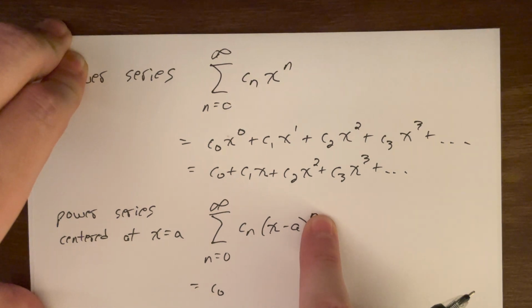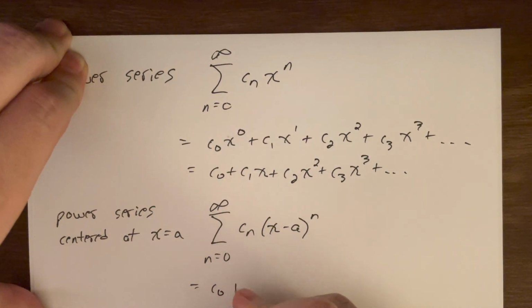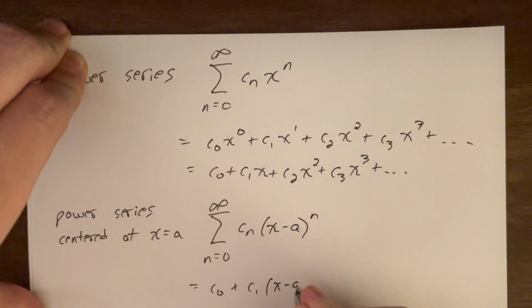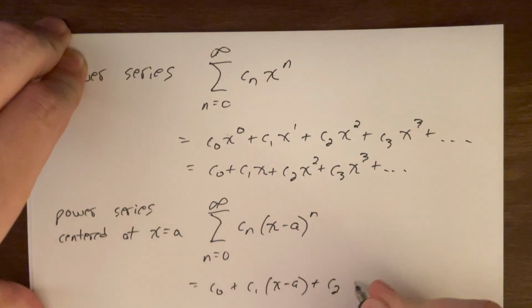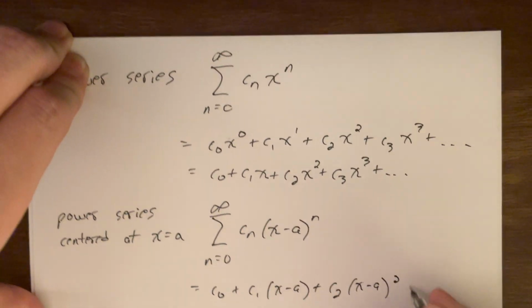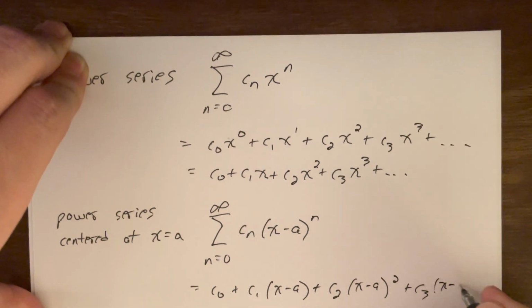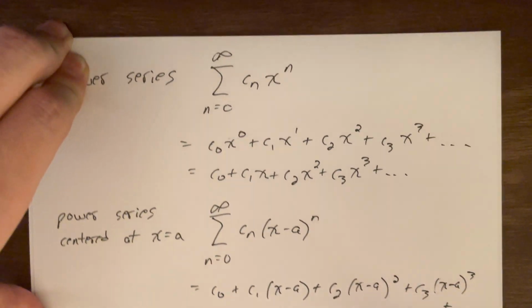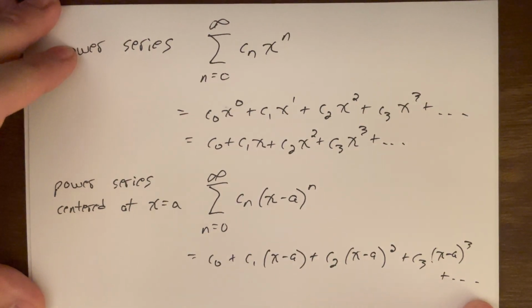x minus a to the 0, we're still thinking of that as 1. c sub 1 times x minus a to the first power. c sub 2, x minus a squared. c sub 3, x minus a cubed. And again, plus dot, dot, dot. That still continues forever.